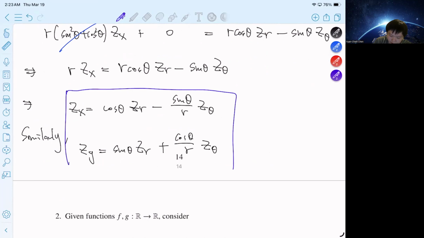So in real life or in application, you'll see this a lot. We do the transformation from z_x, z_y to z_r, z_theta. So by chain rule, we can have that, or we can do vice versa. If you're given z_r, z_theta, you can have z_x, z_y. Okay, so this is my first question.